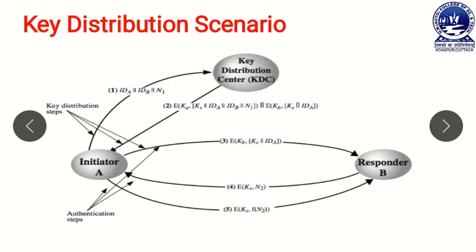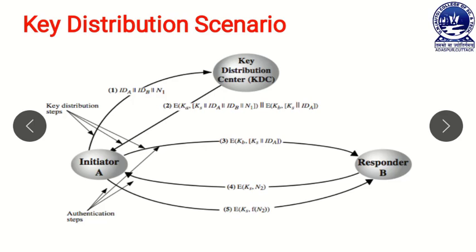In step 1, A issues a request to the KDC for a session key to protect a logical connection to B. This message includes the identity of A and B and a unique identifier N1. Here the identity of A is represented by ID A and the identity of B is represented by ID B, and N1 is the unique identifier, which is referred to as a nonce, and that nonce N1 may be a timestamp, a counter or a random number. Now look at the second step.